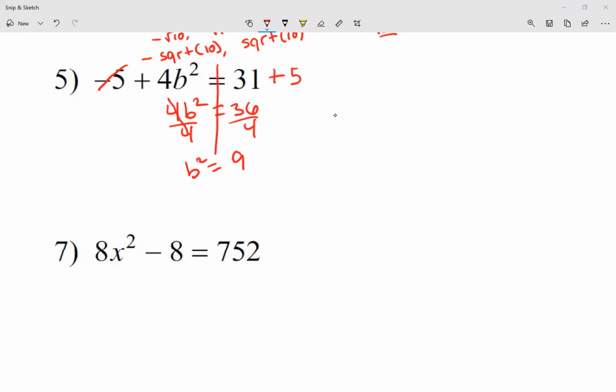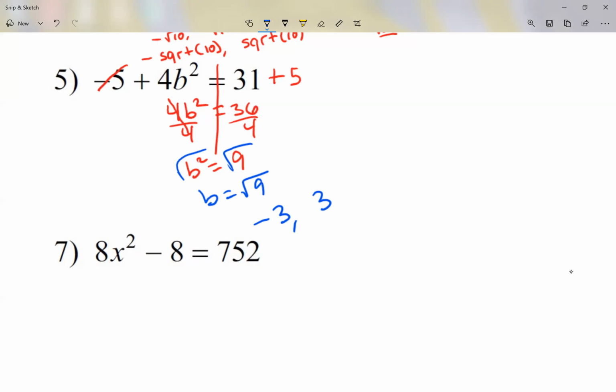The way I'm going to undo the squared, I'm going to do it with square root. So that gives me that b is equal to the square root of 9. All right, if I can think of a number multiplied by itself gives me 9, that's it. I can think of a negative 3, right? Negative 3 times negative 3 is 9. But I can also think of positive 3. Again, I have a negative and a positive answer.